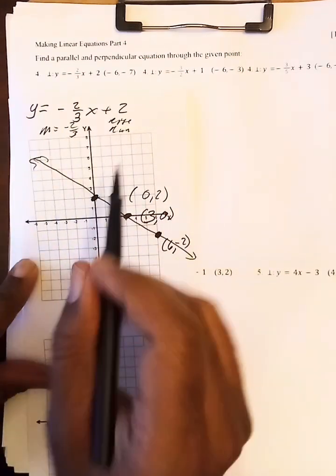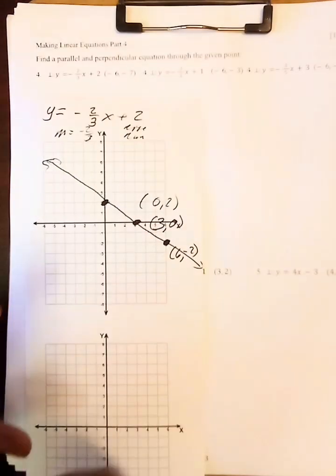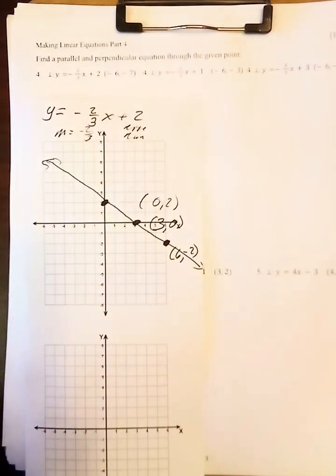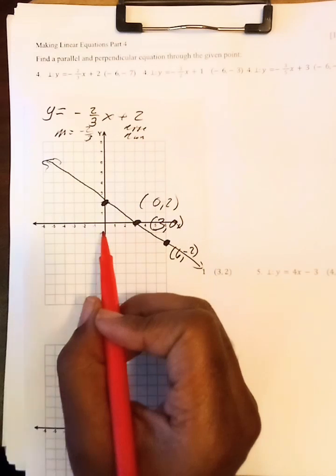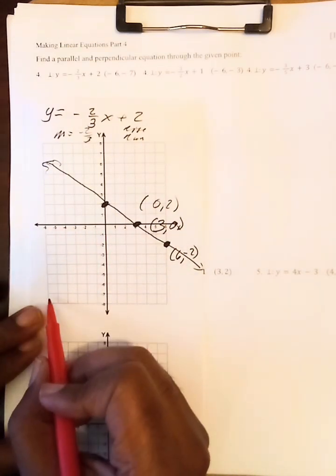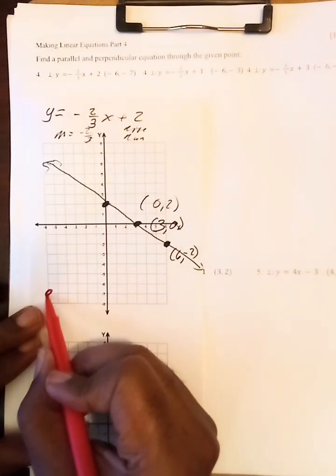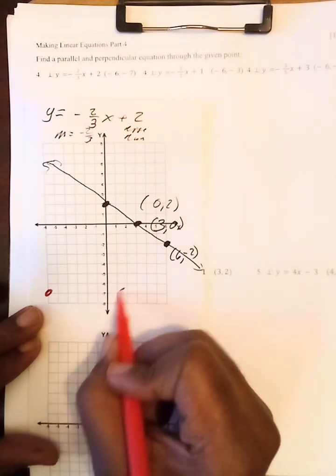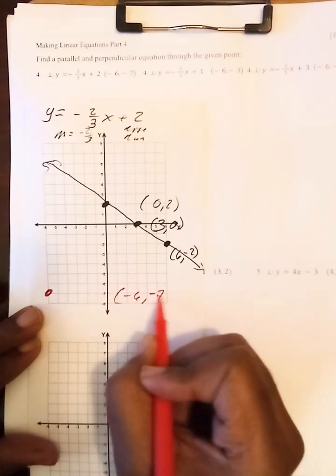Now, the given point is negative 6, negative 7. Negative 6, negative 7 is located back here, 6, and then down 7. It's right here. That's our negative 6, comma, negative 7.